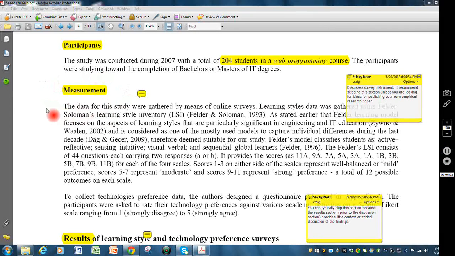Okay, the measurement section here in the study. This particular section discusses the survey instrument that was used and how the authors collected their data. And again, I recommend skipping this section unless you're looking for ideas for publishing your own empirical research paper.